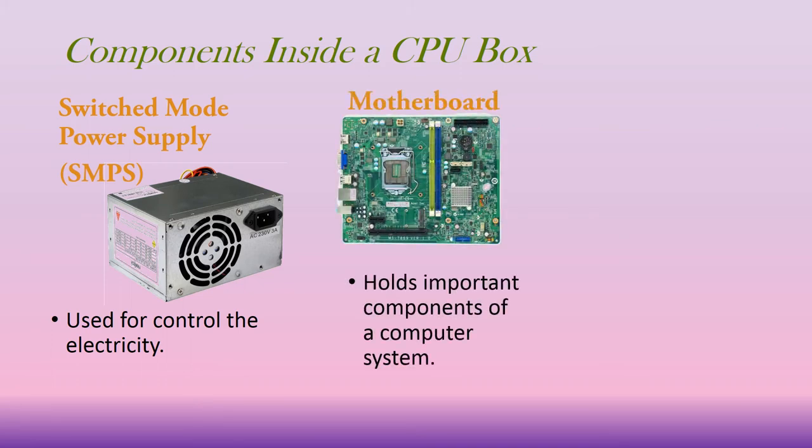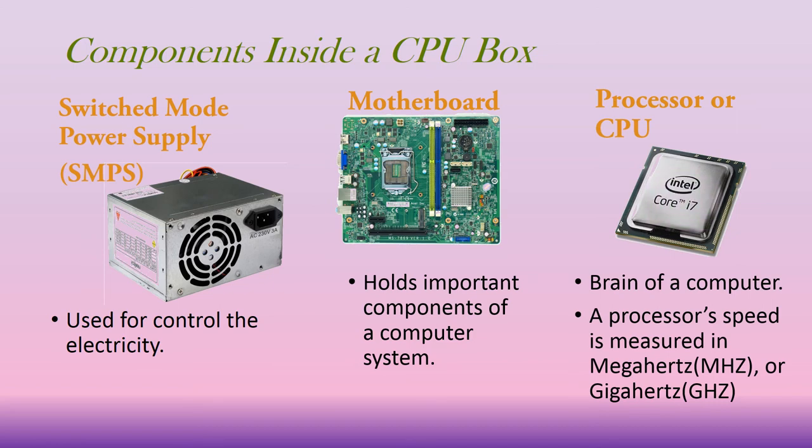Motherboard. The motherboard holds important components of a computer system such as the processor, memory chips, and several cards such as the sound card and video card. Processor or CPU. This is the brain of a computer. Why do we call it that? Because the CPU processes the data and instructions provided through the input devices and passes the results of processing on to the output devices.